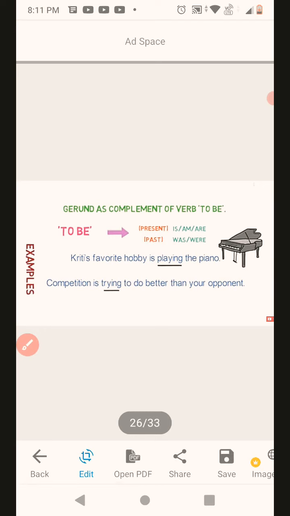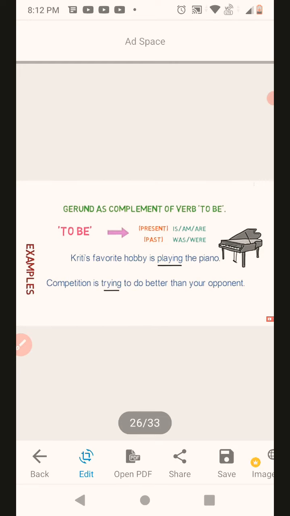Children, here you will see how gerund is used as a complement of the verb to be. Complement is one which completes the expression, which completes the meaning. So here you can see Kriti's favorite hobby is playing the piano. Kriti's favorite hobby is playing the piano. So what is the complement of the verb here, of the verb to be?